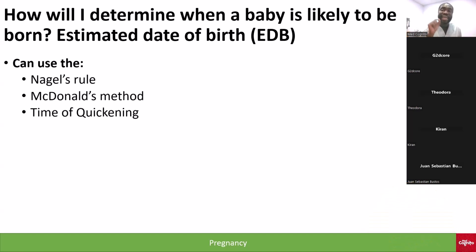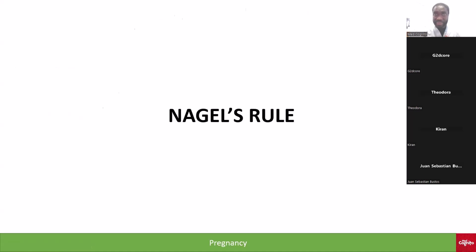Okay, so the first thing I need you to write is Nägele's rule, McDonald's method, and then the time of quickening. What does each of them stand for, or how do I use any of these rules and methods? As I said, these are three ways that we can use to determine when a baby is likely to be born, basically. And it helps us to know the estimated date of birth, EDB. So let's start with the Nägele's rule.